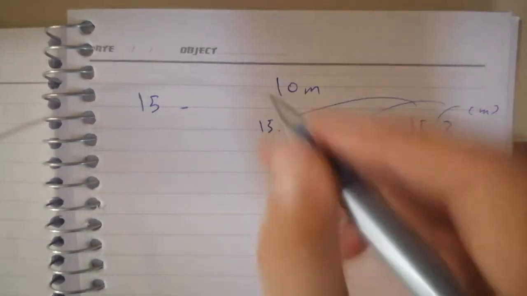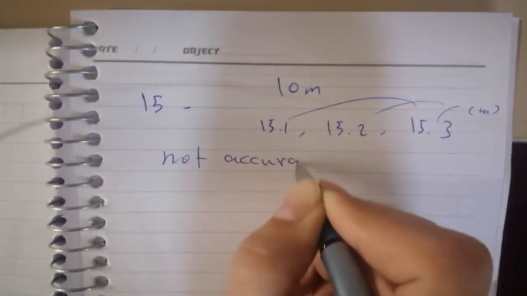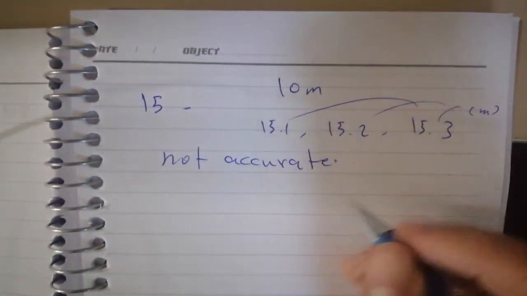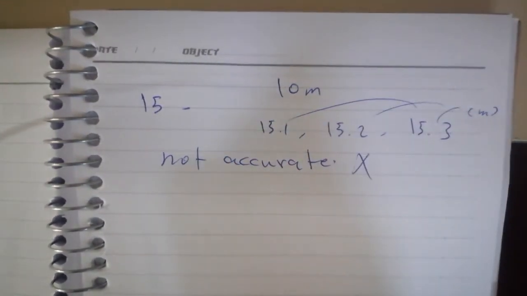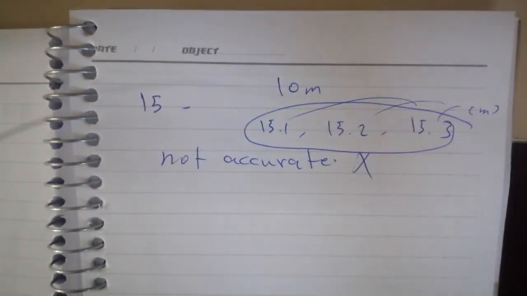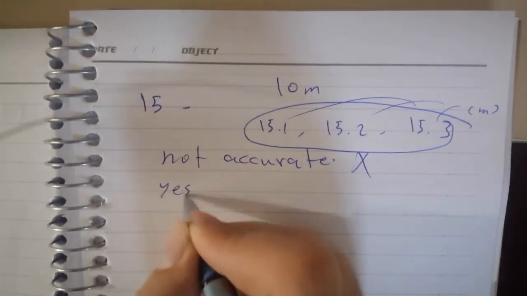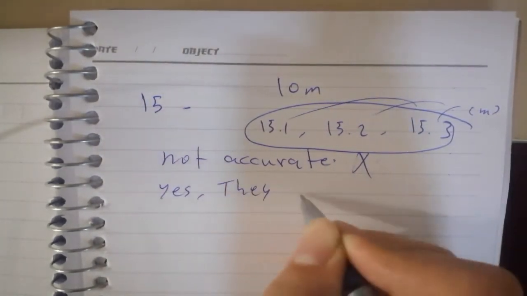So this is far away from the true value, so it is not accurate. My measurements are far away from the true value, so they are not accurate. But they are precise because they are close to each other. They are far away from the true value, that's true, but they are close to each other. So yes, they are precise.